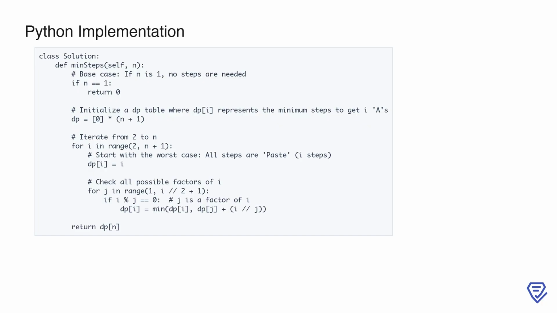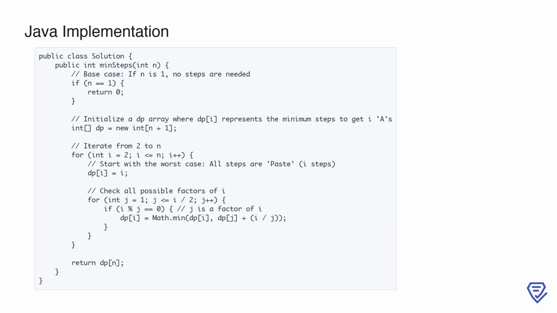Complexity. Time complexity: the outer loop runs n times, and for each i, the inner loop checks up to i/2 factors. In the worst case, this results in a time complexity of approximately O(n sqrt n), because factorization is bounded by the square root of the number. Space complexity: the space required is O(n) for the DP table. This approach ensures an optimal solution, leveraging the dynamic programming paradigm to minimize redundant calculations and efficiently compute the result.